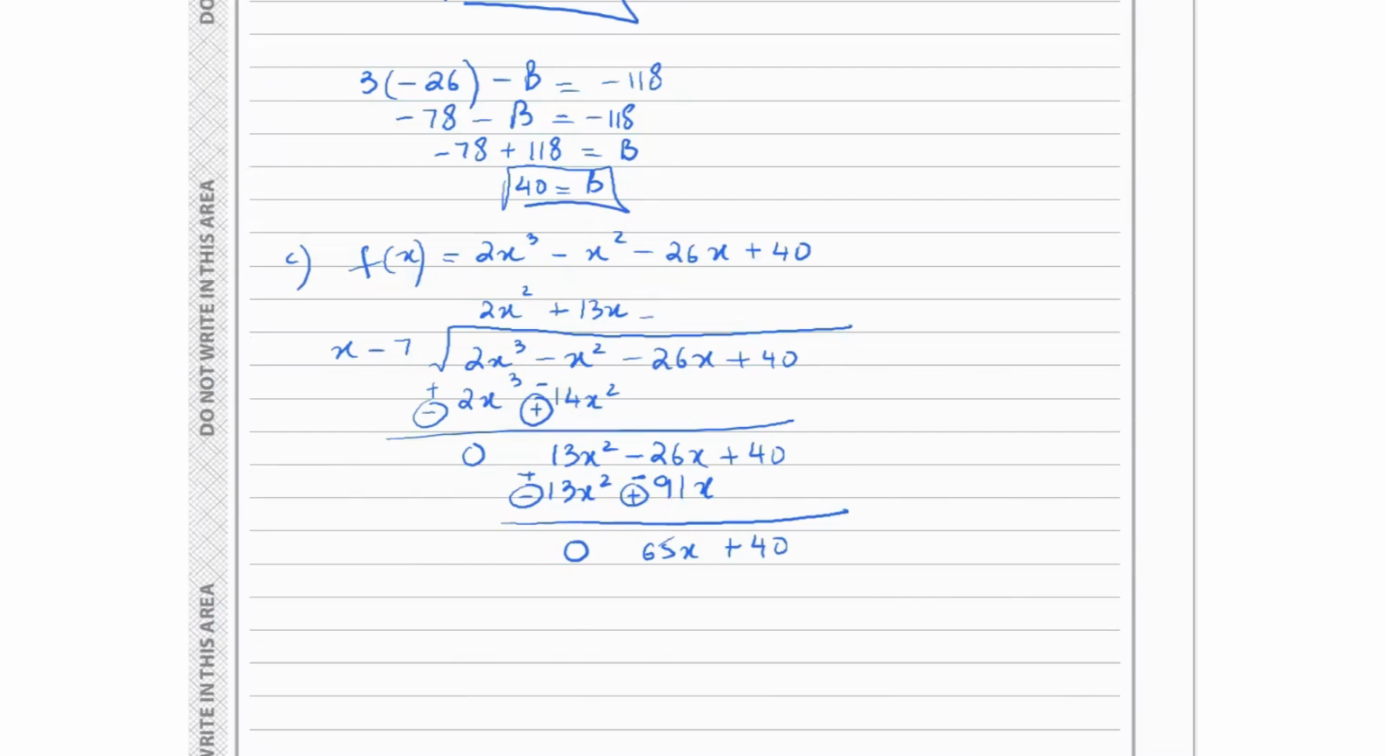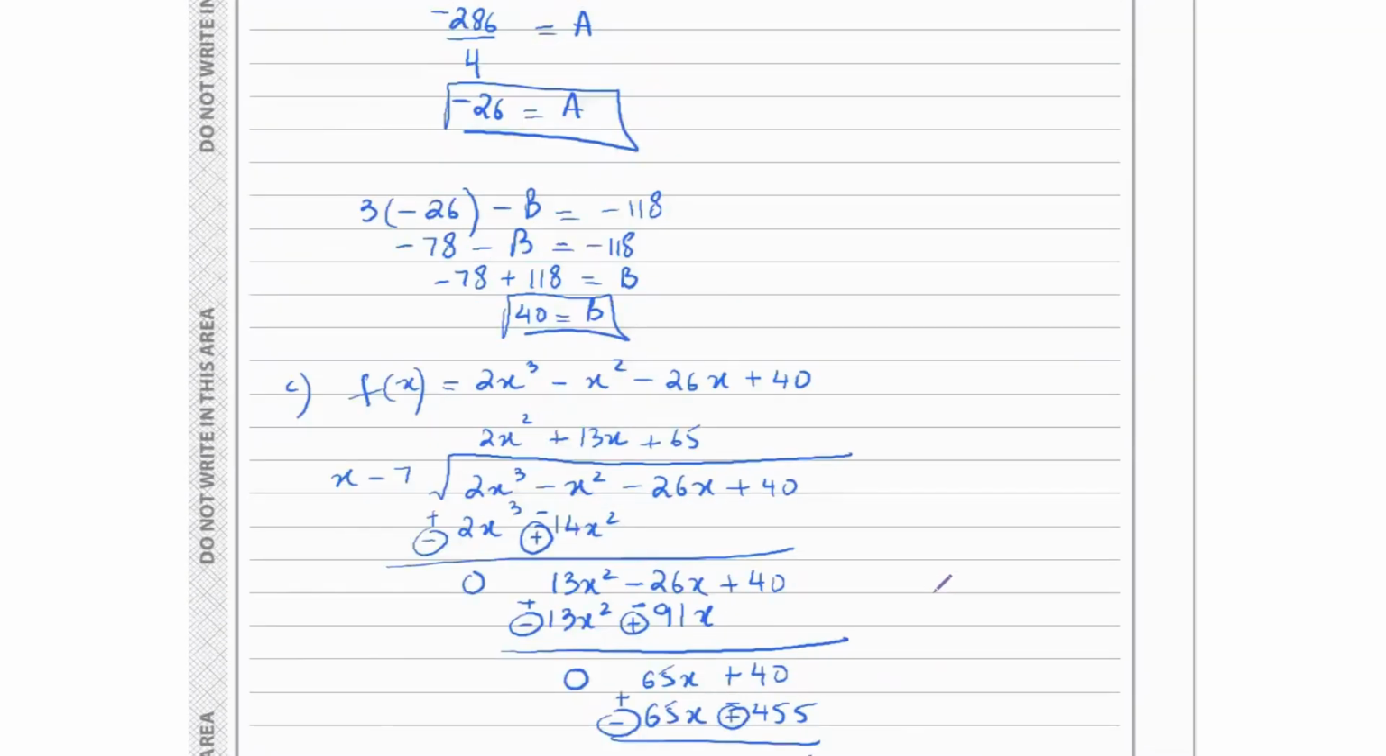Then we multiply by positive 65. So 65x. Positive originally, we change it to negative. And 65 times 7 is 455. It's negative originally, we change it to positive. So that's going to be 495. So that is your remainder.